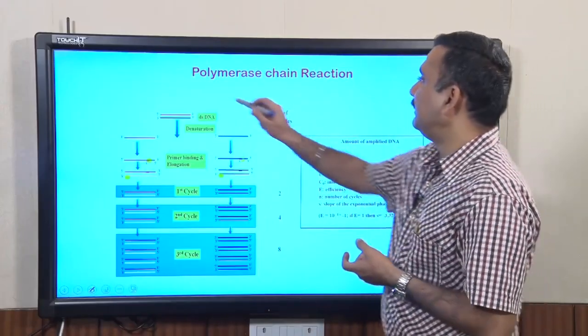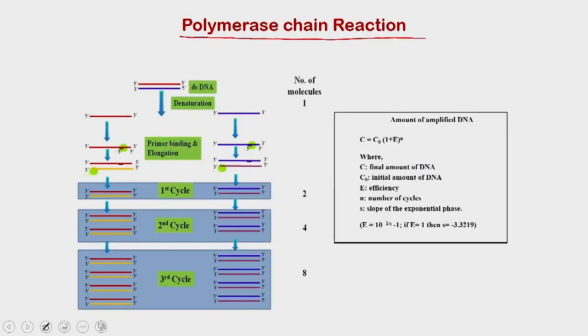So this is what is happening when you are doing a PCR. You have the double stranded DNA. The red strand is in the direction of 5 prime to 3 prime, and the blue one is 3 prime to 5 prime. As you know, the strands are complementary to each other. So first you do a denaturation, and the red and blue strands are going to get separated. Then you will use the primers.